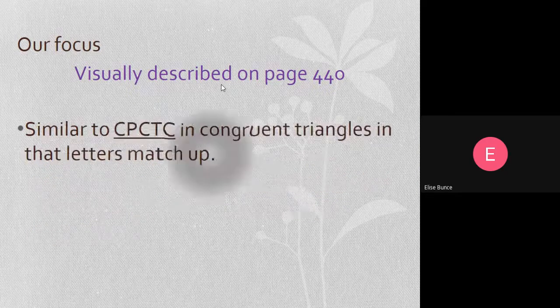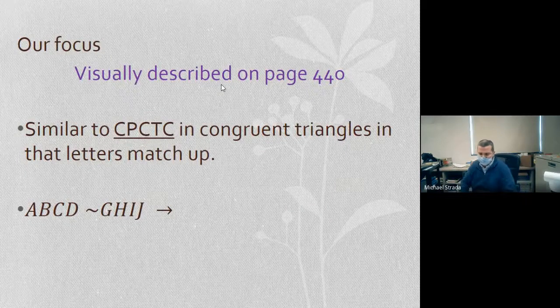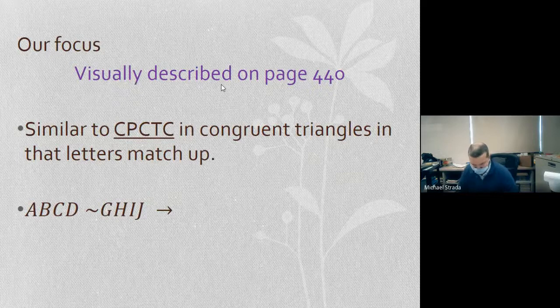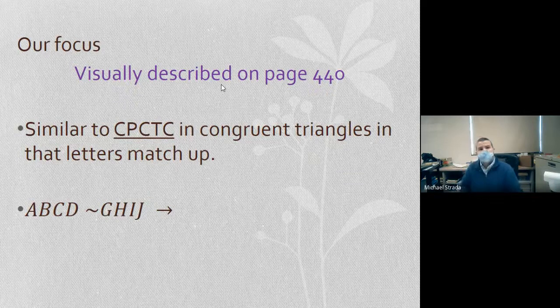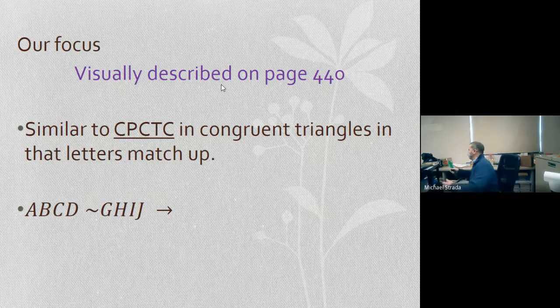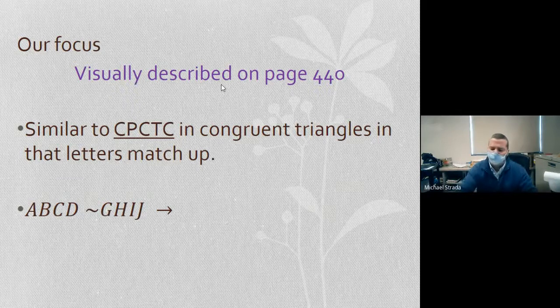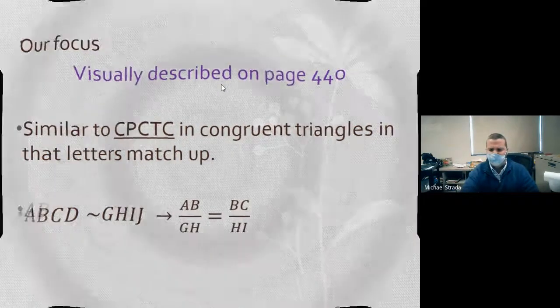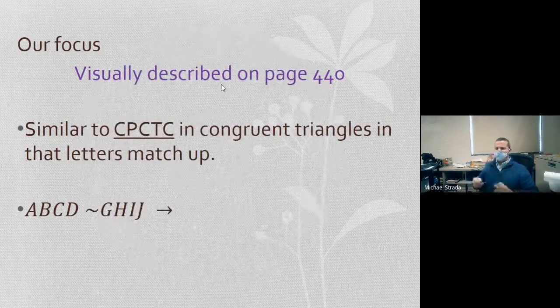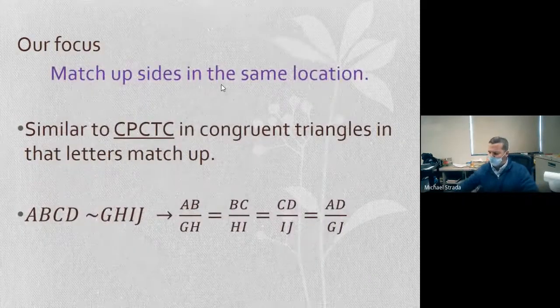All right. Similar to CPCTC and congruent triangles, in that the letters match up. So in other words, when we use CPCTC, we said angle A was congruent to angle B and such. Similar idea here. For example, we would say angle A is congruent to angle G and thus. The difference is going to be, instead of sides being congruent, they are proportional.